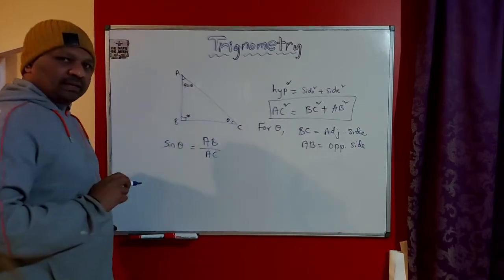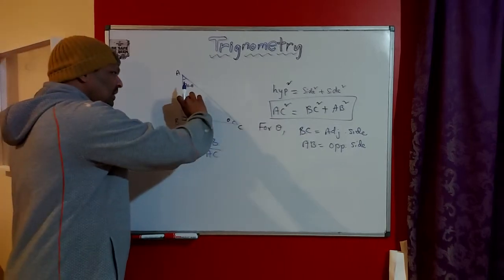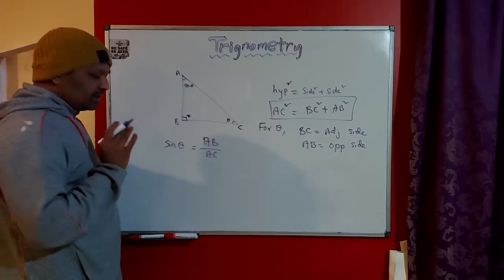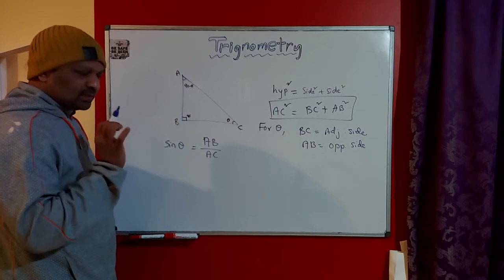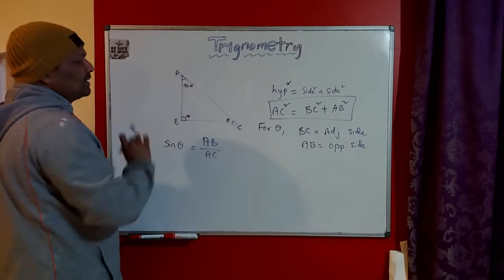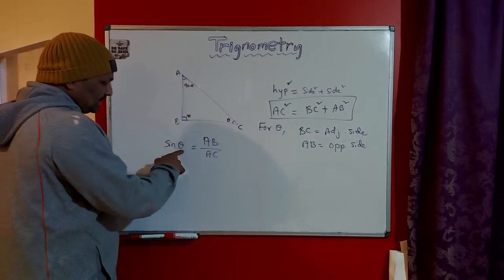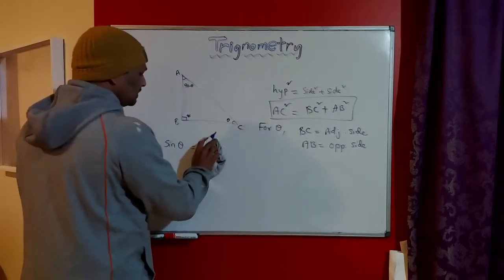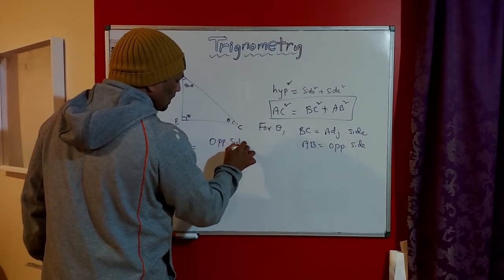Let this theta be 30 degrees. This ratio is always the same. If you take a small triangle or a big triangle, any size of right angle triangle, if you keep theta at a fixed degree, you will get the same ratio no matter how big the triangle is. So sine theta is equal to AB by AC. In other words, this can be written as opposite side by hypotenuse.